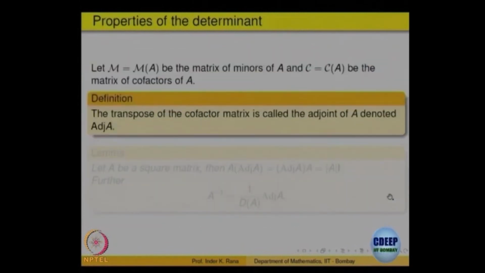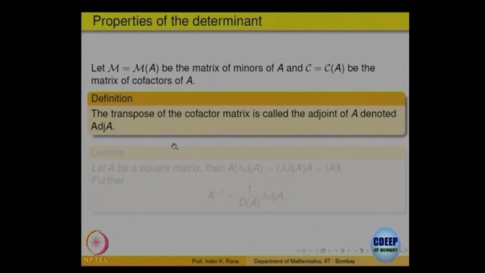Now, here is something which we will not prove fully because they are messy to write. Look at the transpose of the cofactors of a matrix. There is a definition of what is called the adjoint of a matrix. So, what is the adjoint of a matrix? First of all, we looked at minors and then we look at the cofactors. Look at the cofactors, that gives you a matrix; the transpose of that is called the adjoint of the matrix A.